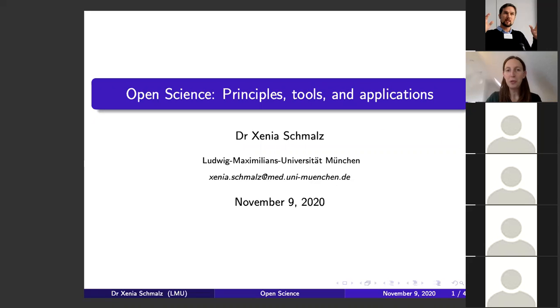Today I would like to present some principles, tools and applications from open science from the perspective of a researcher. In particular, I want to first convince you that it is important to be open in our research process, which I think this audience doesn't need a lot of convincing. And secondly, I want to introduce you to some tools that you can apply easily in your own research.